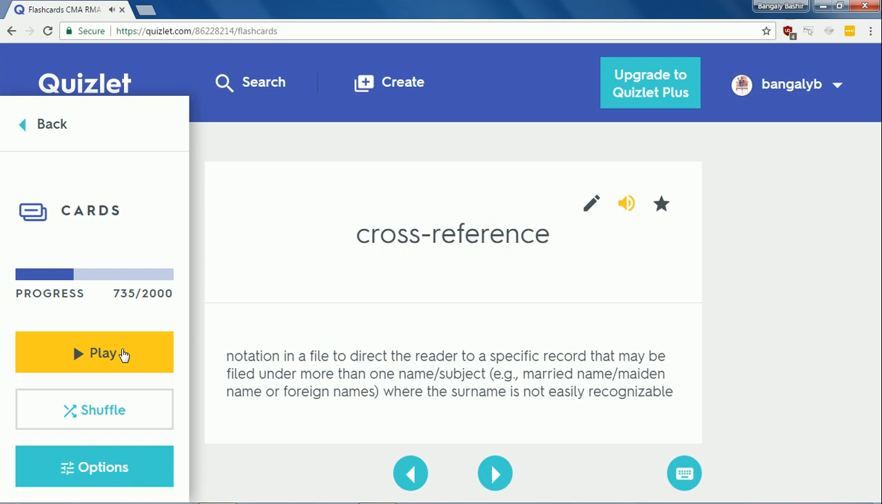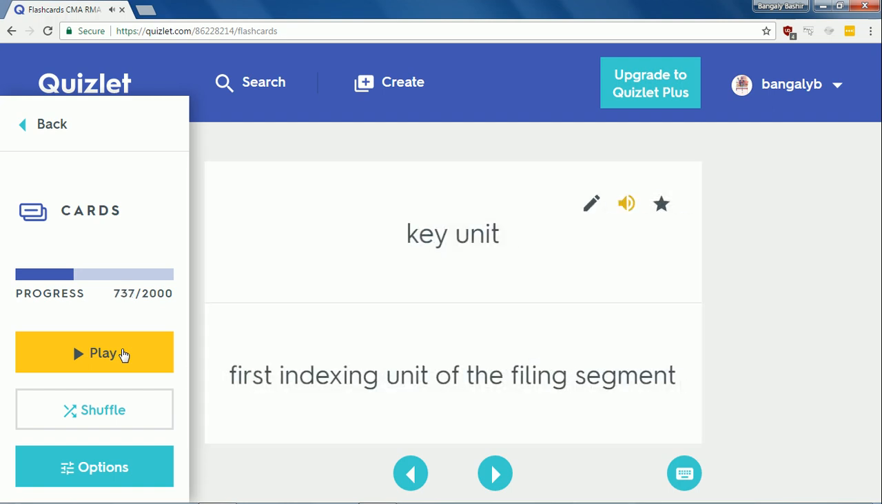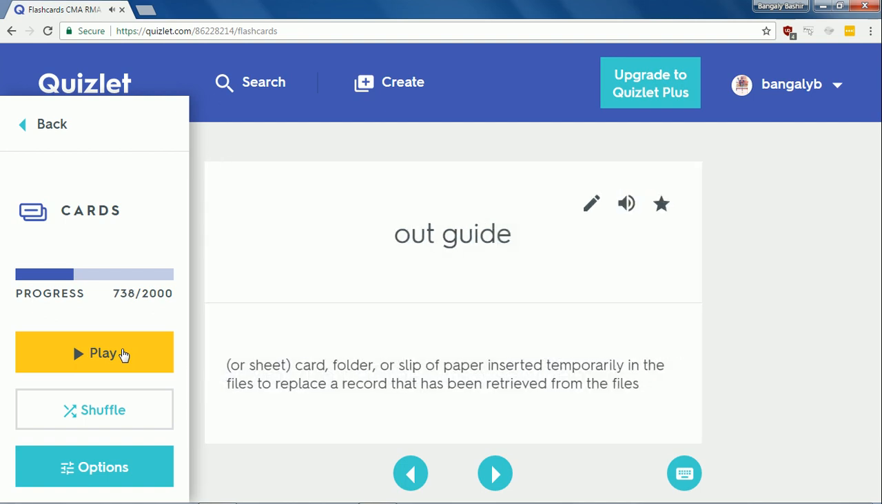Cross-reference. Notation in a file to direct the reader to a specific record that may be filed under more than one name or subject where the surname is not easily recognizable. Indexing. Selecting the name, subject, or number under which to file a record and determining the order in which the units should be considered. Key unit. First indexing unit of the filing segment. Outguide. Card, folder, or slip of paper inserted temporarily in the files to replace a record that has been retrieved from the files.